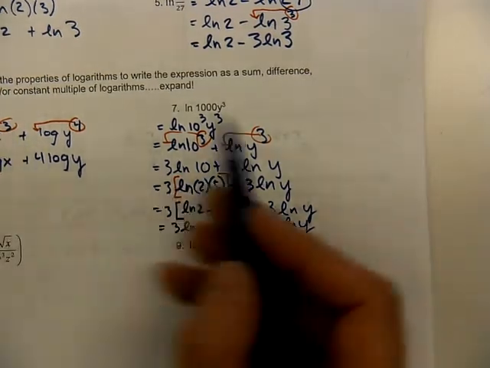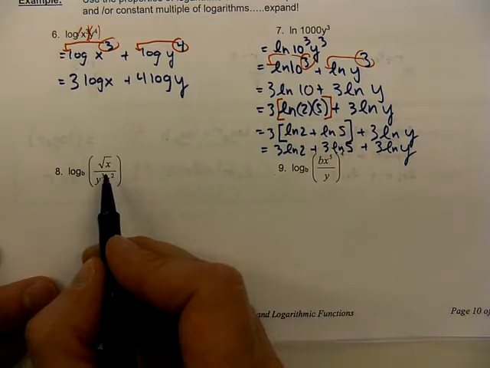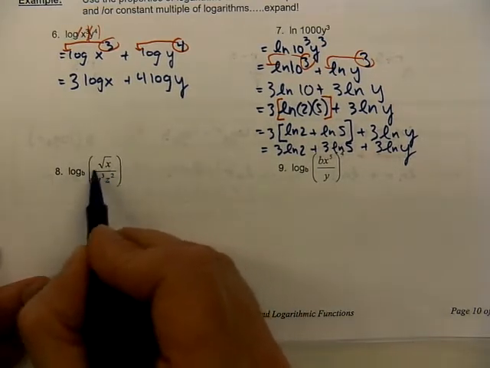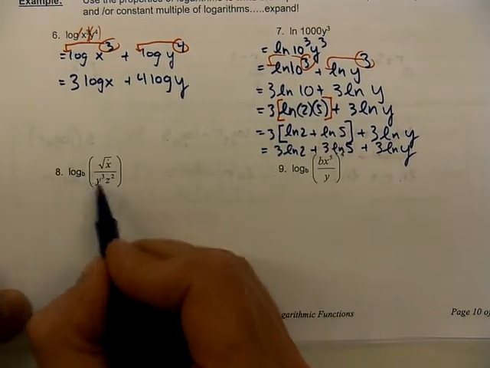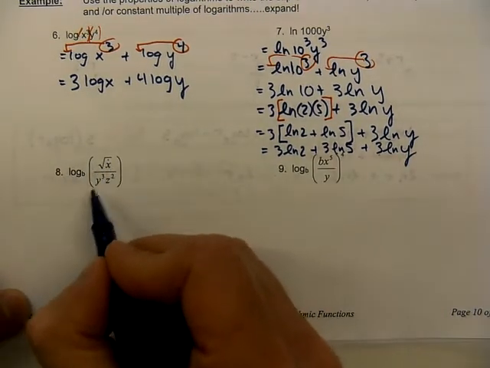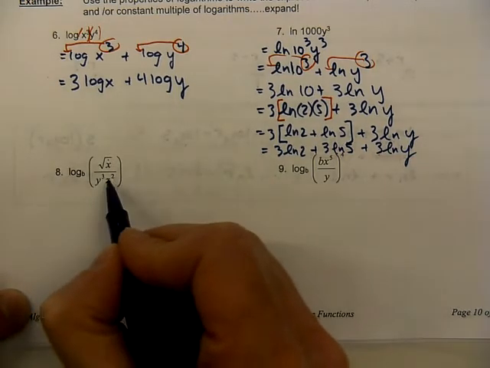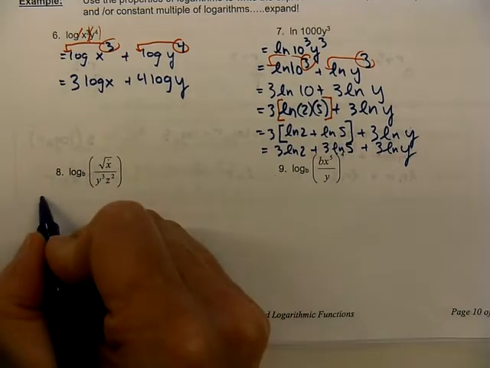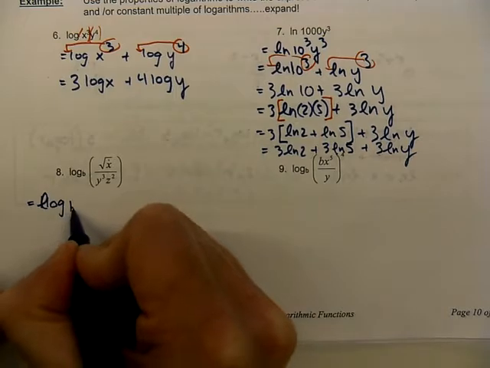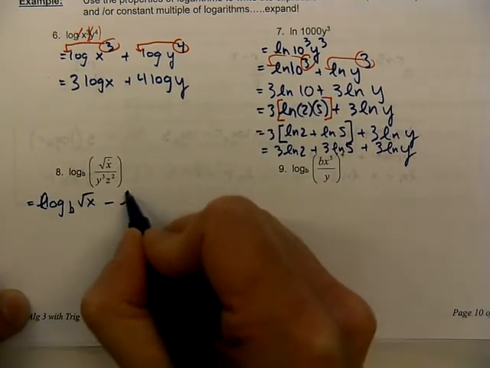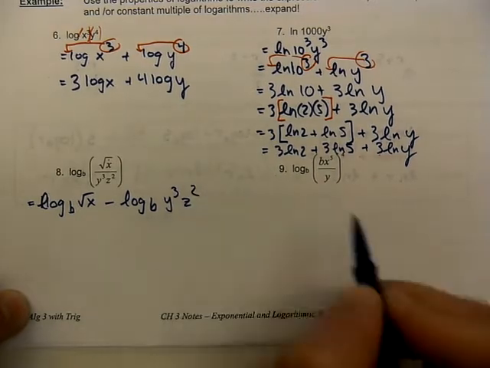So in these two examples, we had factors. Now, we might still have some factors, but now we have the division bar. So this will be our quotient property that we're applying. Log base b of root x all divided by y cubed times z squared. So we do have some factors here in the denominator, but we're going to start by using that quotient property to split up the top from the bottom. So log base b of root x minus log base b of the y cubed z squared.